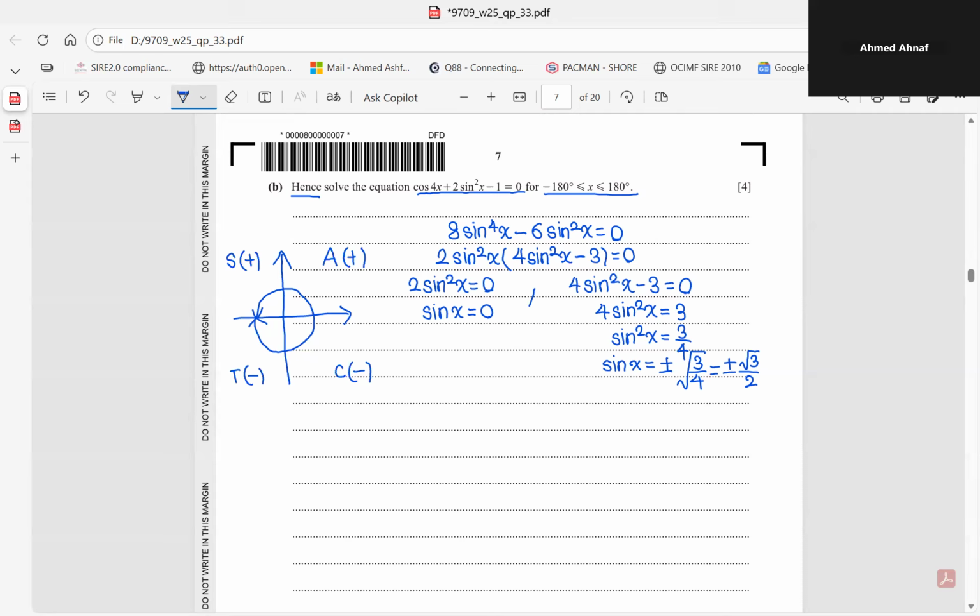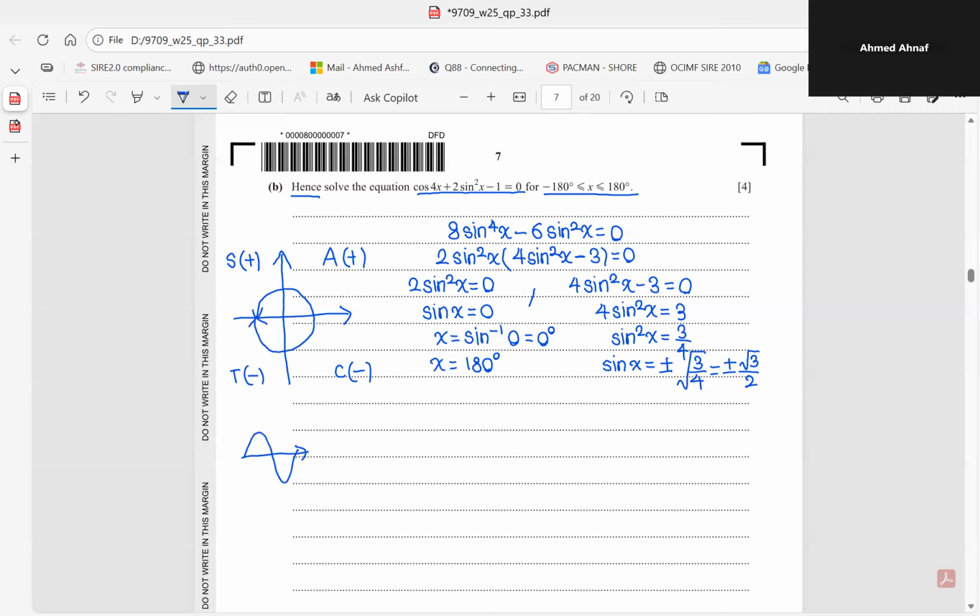Let's start with sine x equals 0. So to solve this, you just take sine inverse 0. You press your calculator, you would get 0 degrees. However, there's also another answer that's in our range, and that is 180 degrees. And to know this, you need to draw out your sine x curve.